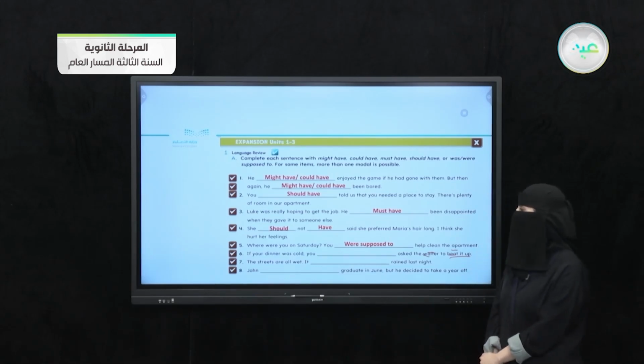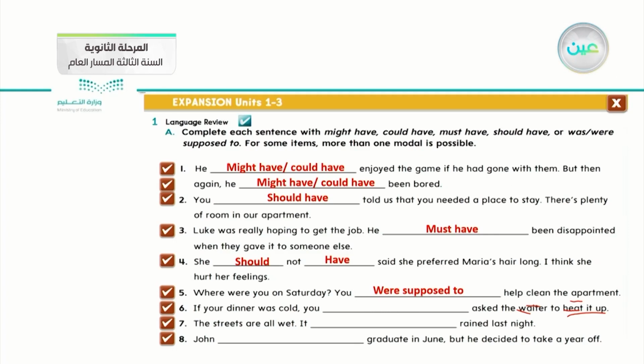Number six: If your dinner was cold, you, space, asked the waiter to heat it up. So if your dinner was cold, you should have or could have asked the waiter to heat it up. Number seven: The streets are all wet. It, space, rained last night. What do you think it is? So it must have is the suitable one for that sentence.